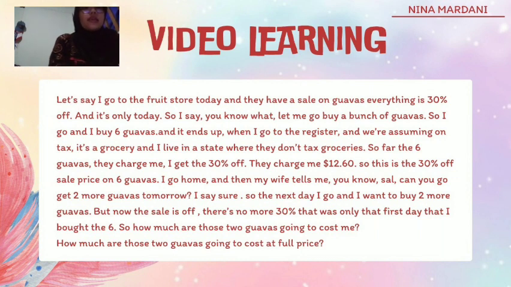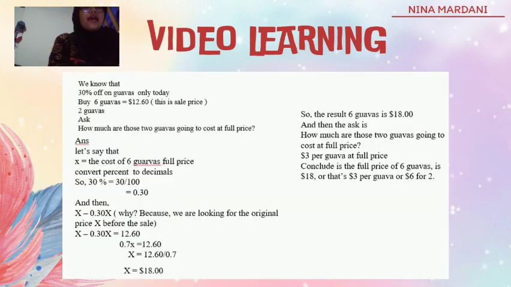We know that 30% off on guavas only today. Buy 6 guavas is $12.60. This is the sale price. 2 guavas out. How much are those 2 guavas going to cost at full price? Answer. Let's say that X is the cost of 6 guavas at full price. Convert percent to the decimal. So 30% equals 30 per 100 equals 0.30.